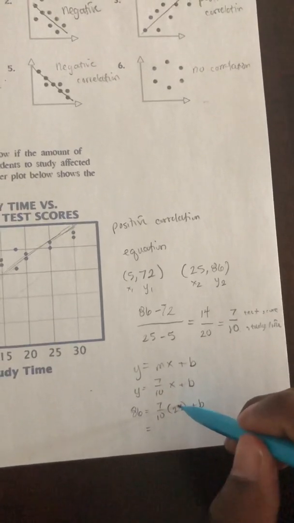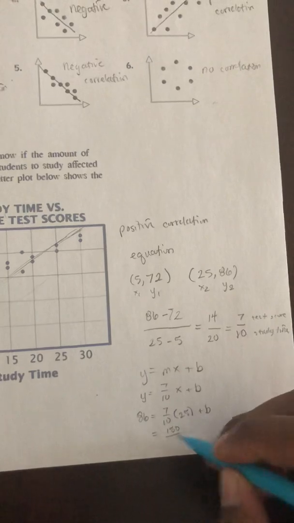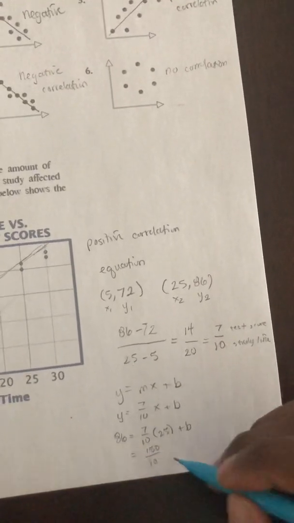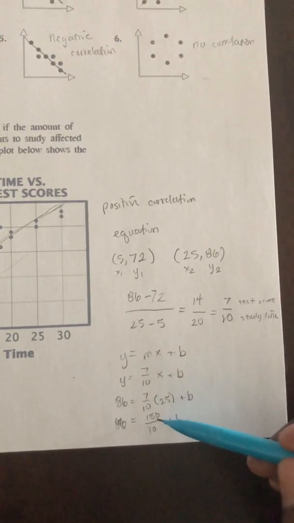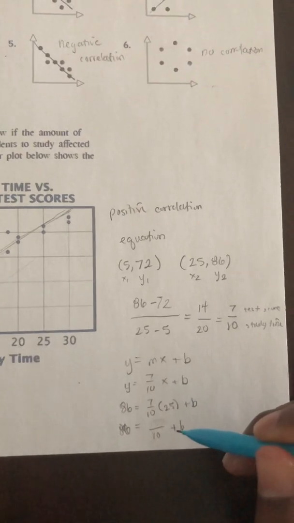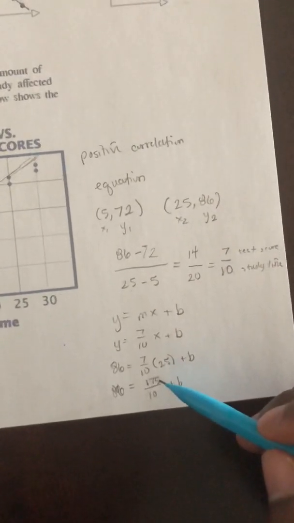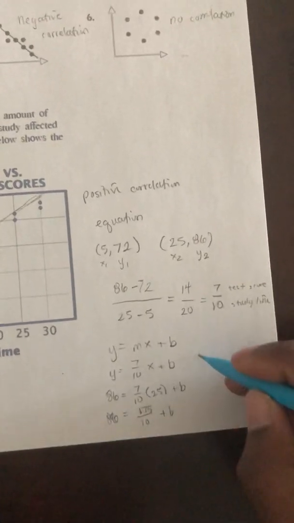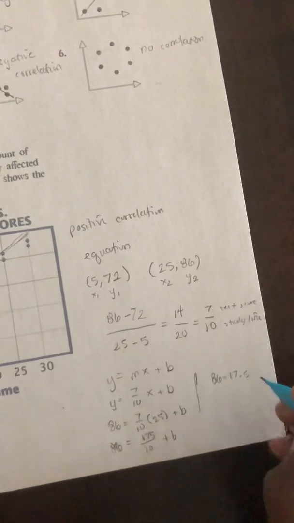So 7 times 25 would be 150. So that's 150 over 10 plus b equal to 86. Handwriting's getting terrible here. All right, so 150, and, oh, I lied. It's definitely not 150. It's 175, right? Because 25 times 5 is 125, so 175. All right, 175. Now, 175 divided by 10, that's 17.5. So I'll come over here. So 86 equal to 17.5 plus b. Oh, shoot.